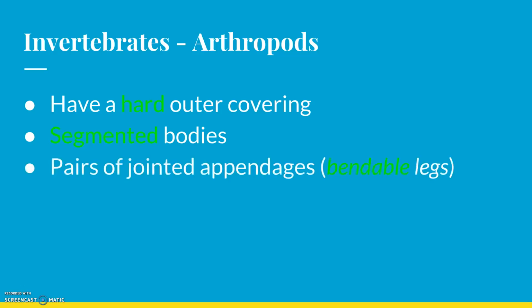They do have pairs of jointed appendages. So jointed just means bendable, and appendages is just a really long word for legs. So just like your legs, you have a hip, you have a knee, and you have an ankle. You can bend your leg in 3 different places. It's the same thing with crabs.